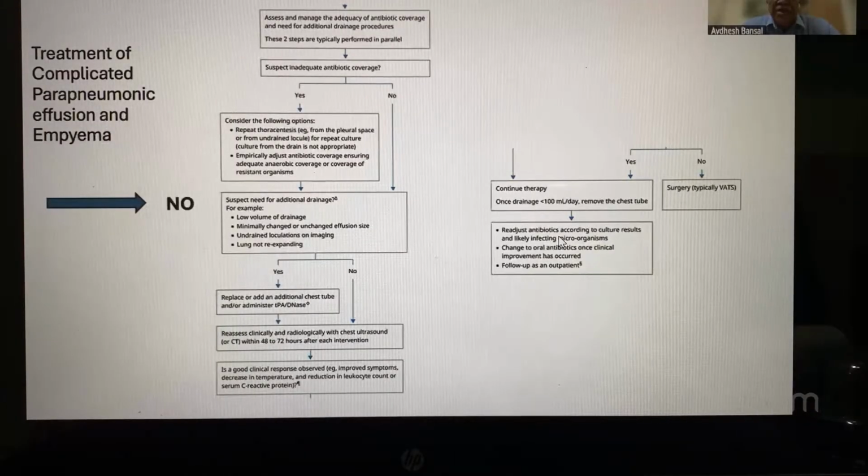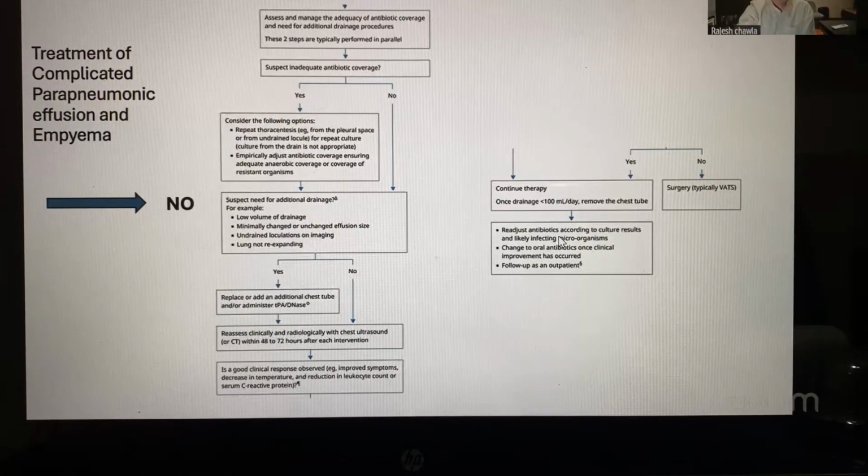But if the patient has not improved, then you must assess whether your antibiotic coverage is adequate or whether additional drainage is required. Okay, in case you suspect inadequate antibiotic coverage, you repeat thoracocentesis, you send the sample for culture again, but in the meanwhile, you change your antibiotic empirically to cover the anaerobic and resistant organisms. You also check whether the drainage is complete or not. If it is not draining properly, then you think of fibrinolytic agents, and then again assess the response.